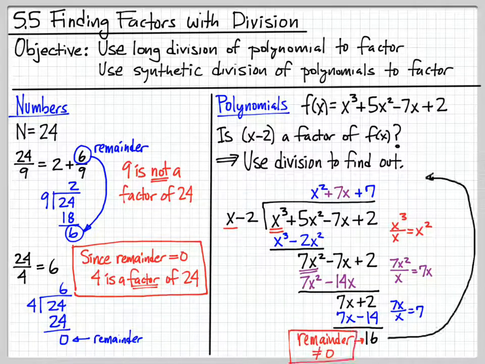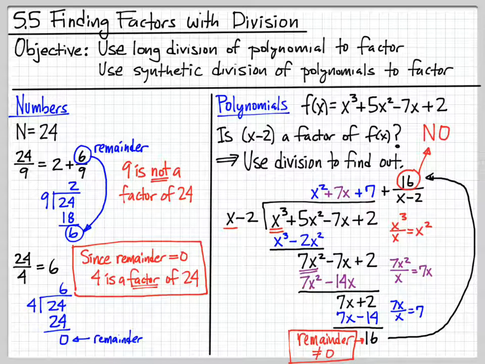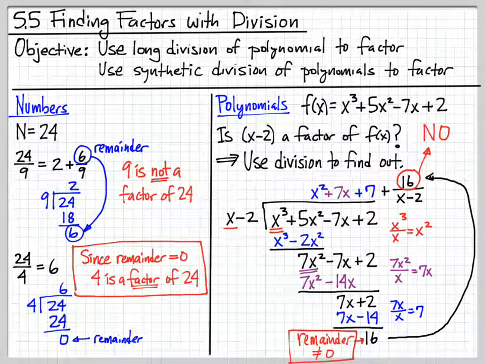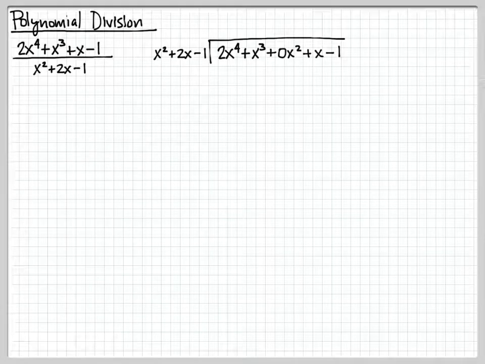And in this case, our remainder is not equal to 0, and we could write it then as 16 divided by x minus 2, just like we wrote it as the remainder here, 6 divided by 9. And in this case, just like 9 is not a factor of 24, we will find here that x minus 2 is not a factor of this polynomial. So division is our method of determining whether or not we have x minus 2 being a factor of this other polynomial.